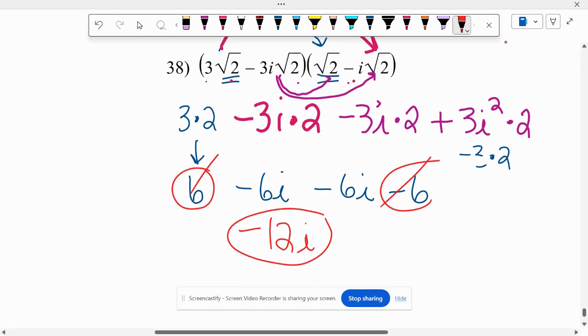Negative 12i. Sir, can you do one of the problems on the left that has like division?